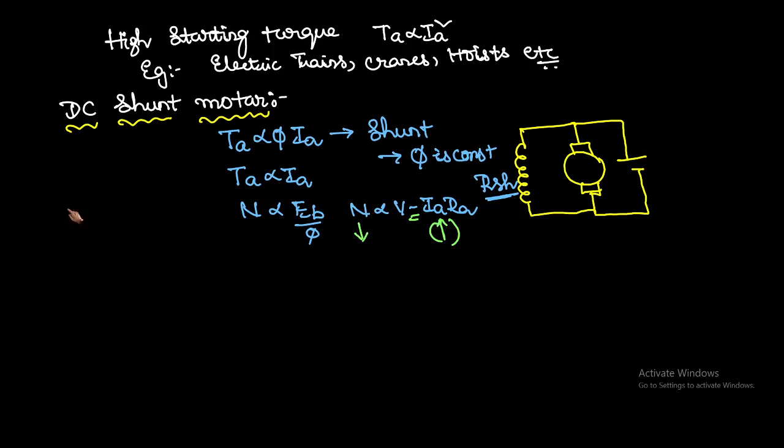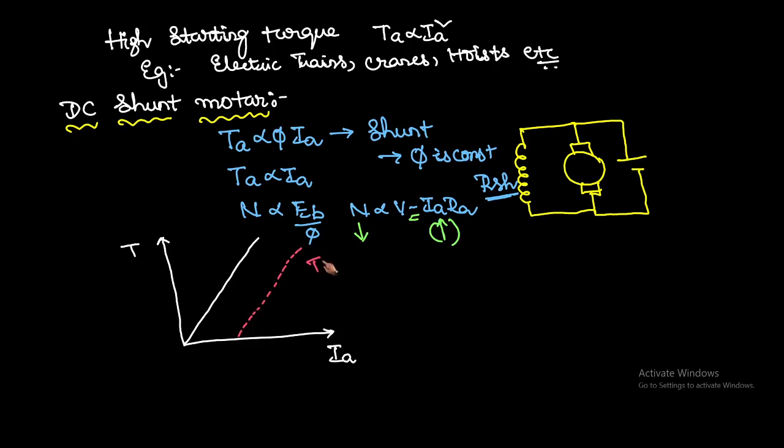Now draw the characteristics of the DC shunt motor also. Let us draw the characteristics. First is torque versus the armature current. Whenever you are increasing the armature current, the torque will increase like this. This is a linear curve. To get the shaft torque, there will be some difference. This is the shaft torque and this is the armature torque.